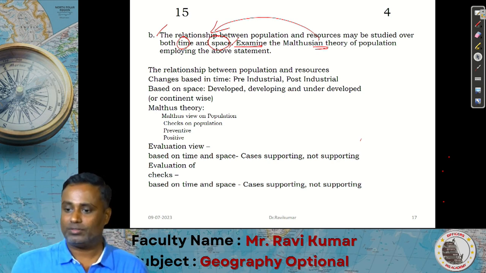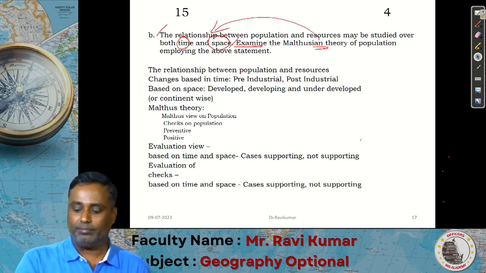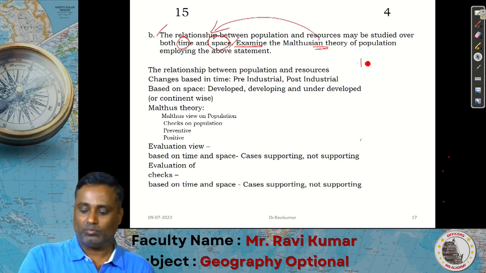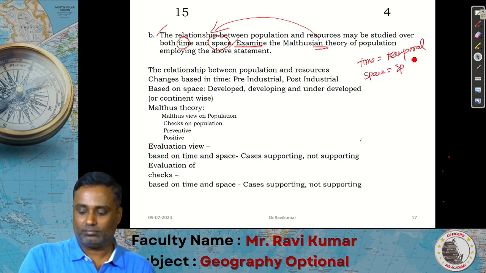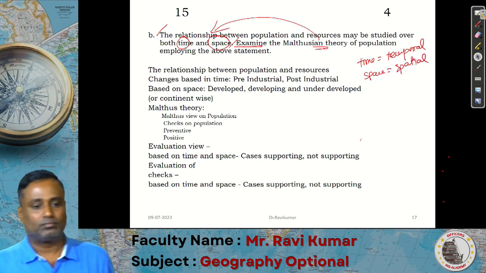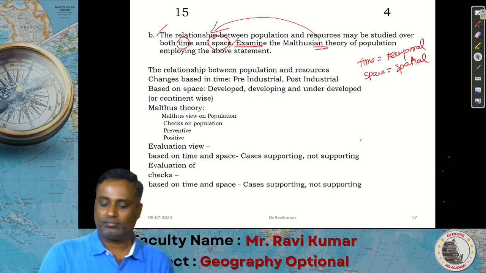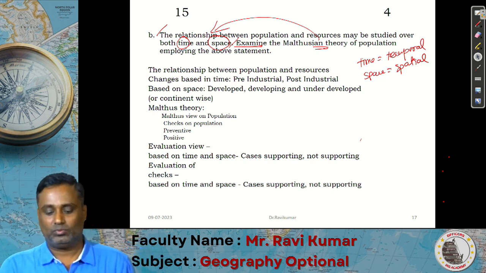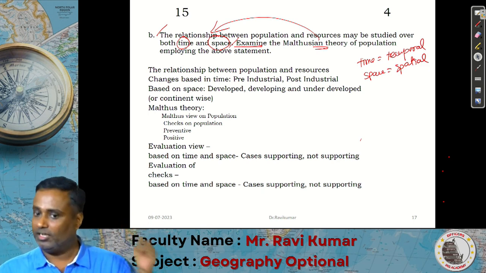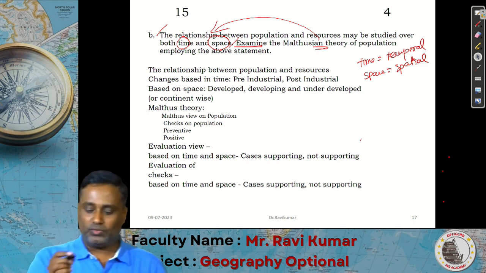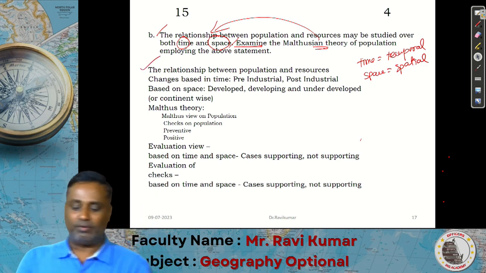What is time and space? Time is temporal. Space is spatial. Now we have to analyze the Malthusian theory in two different perspectives: with time, that is the temporal manner, and the spatial manner. Right? We just start with the relationship between population and resources.